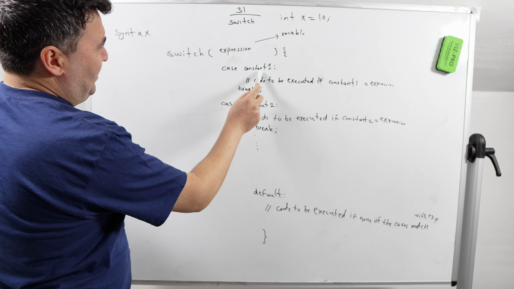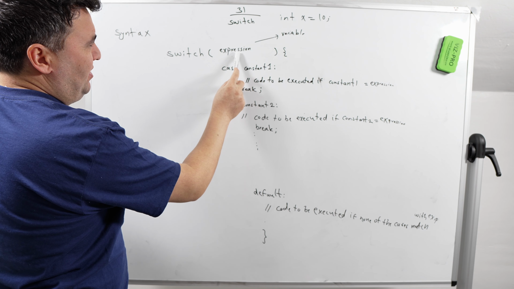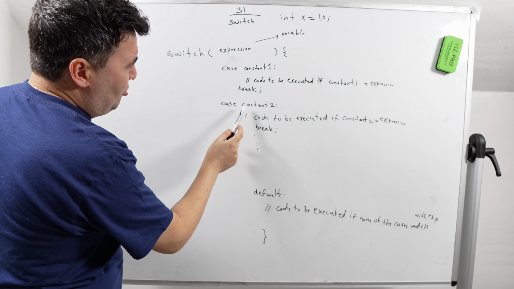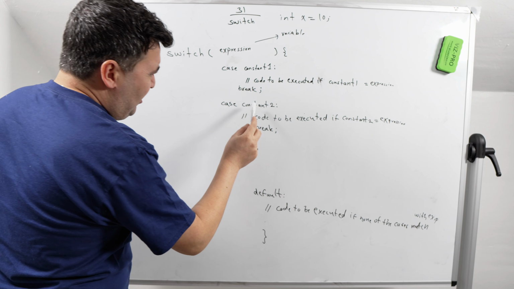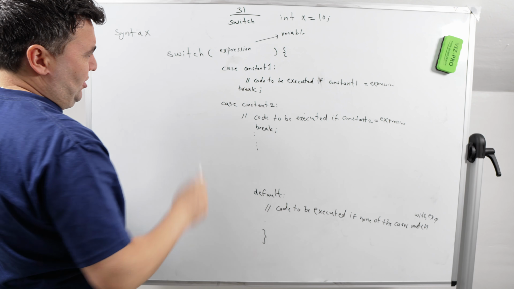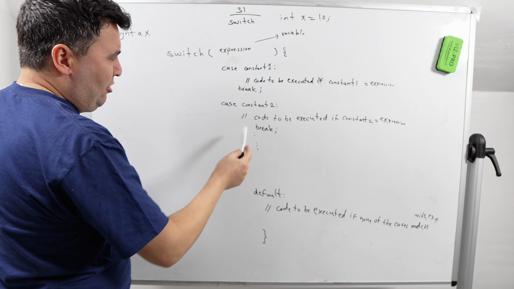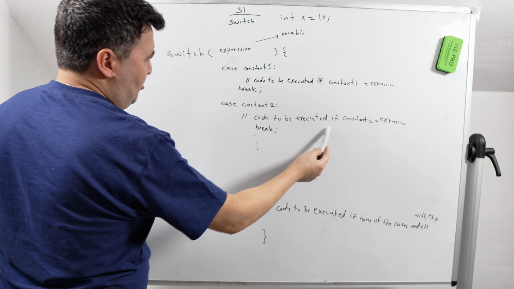If this constant is not equal to the expression, it goes and checks the second constant. Then if that constant is equal to the expression, any code we have here will be executed.